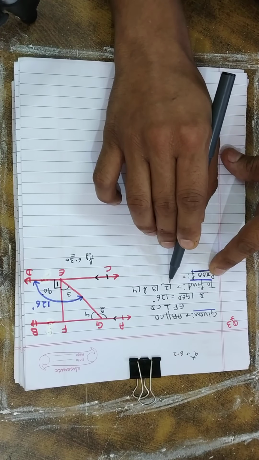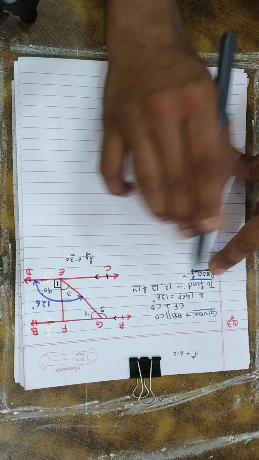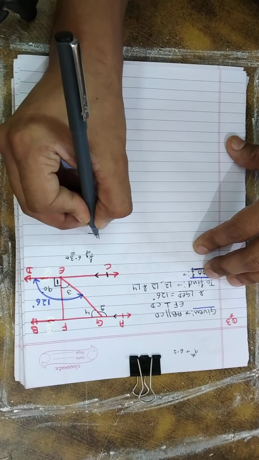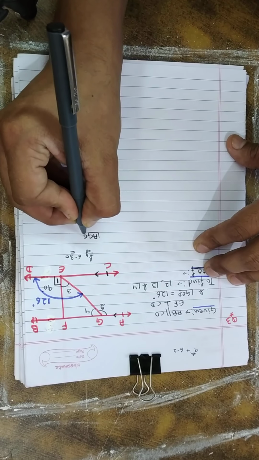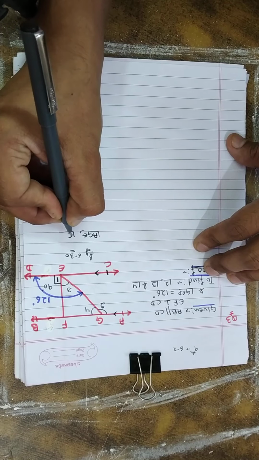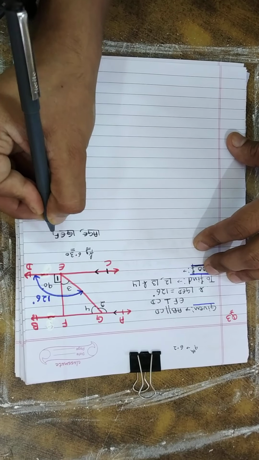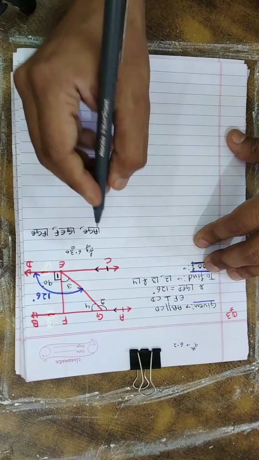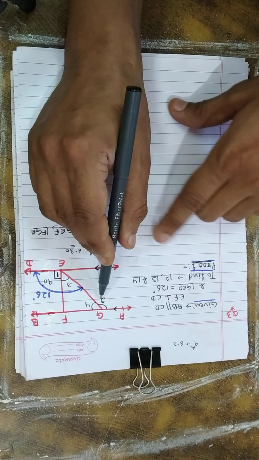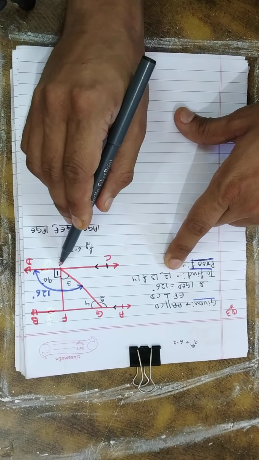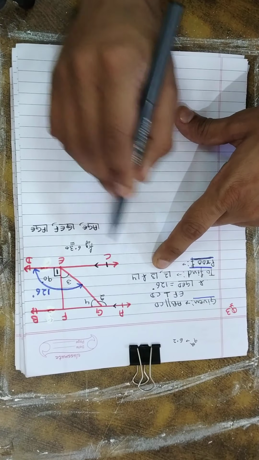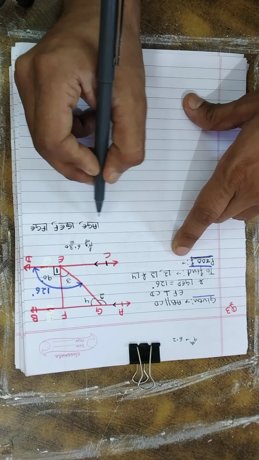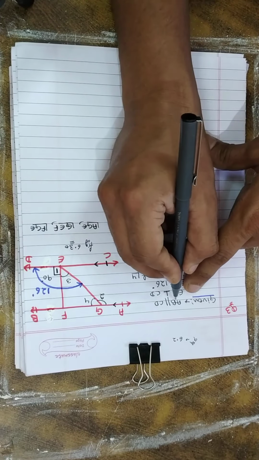Which angles do you have to find? You have to find angle AGE, angle GEF, and angle FGE. AGE is angle 2, GEF is angle 3, and FGE is angle 4. It means you have to find angles 2, 3 and 4. AB is parallel to CD, given.